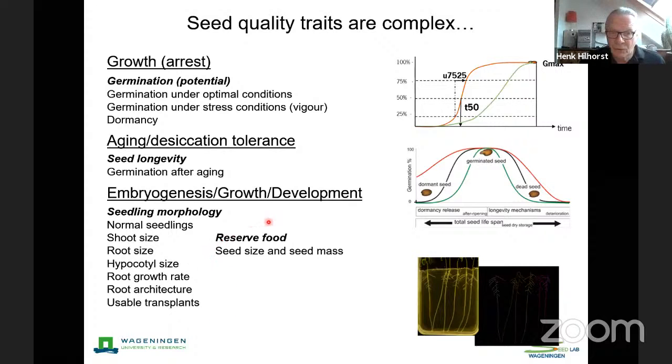And then, of course, reserve food in seeds, proteins, lipids, sugars, relate to seed size and seed mass, and that also relates back to vigor. And of course, the reserve food also represents the nutritional value of many crops.